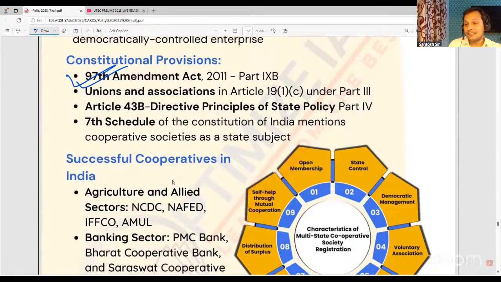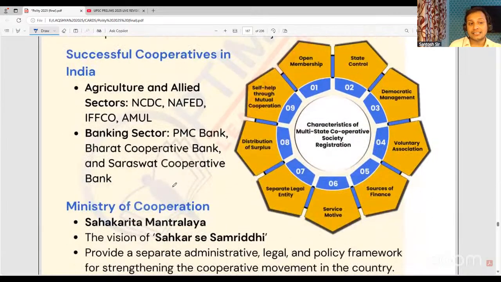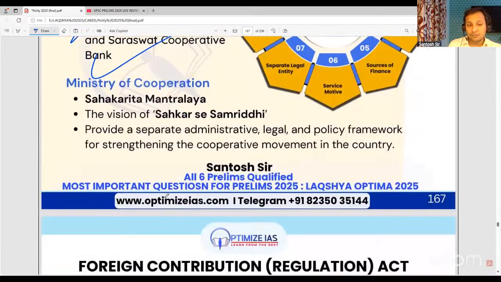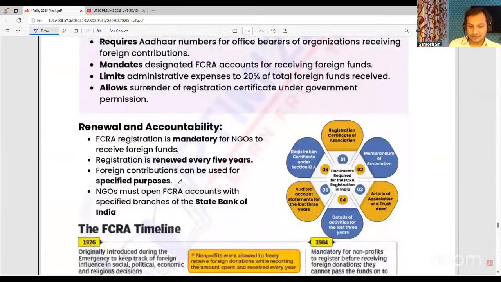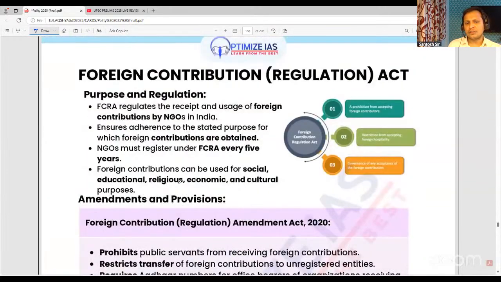97th Amendment. You should know what the provisions related to cooperatives are, what the provisions related to fundamental right in cooperatives are, and what the provisions related to directive principle of state policy in cooperatives are. So all this is very, very important. Then there are various organizations like NCDC, NAFED. Please do prepare. This is very, very important. FCRA, you should also have a look at it.